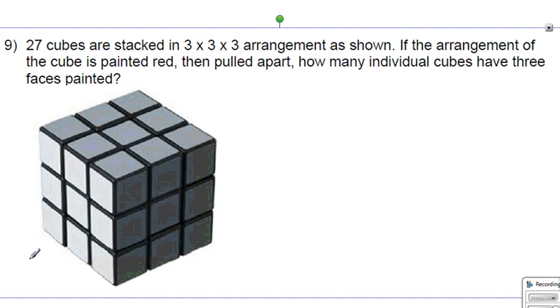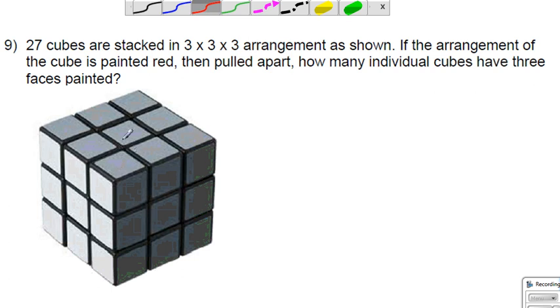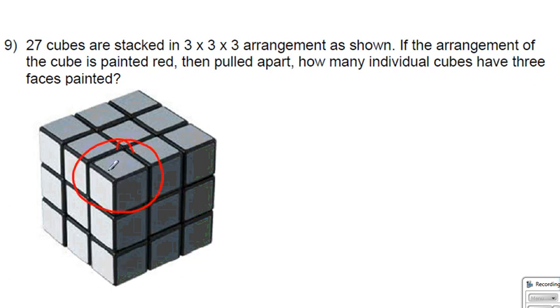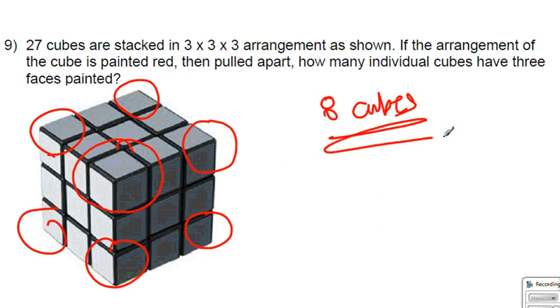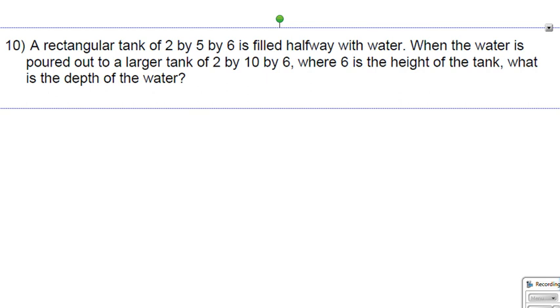Alright, number 9, 27 cubes. It looks like a Rubik's Cube, right? Now, they are all painted red, and then pulled apart. How many individual cubes have the 3 faces painted? 3 faces painted, that simply means we are looking for cubes such as this one. Corner, it has 3 faces painted. That means we have 4 corners on the top. But you will realize that likewise we have 4 corners on the bottom, one which we cannot see in the back. Then when we count all of them, we end up getting total 8 cubes. That becomes our answer.